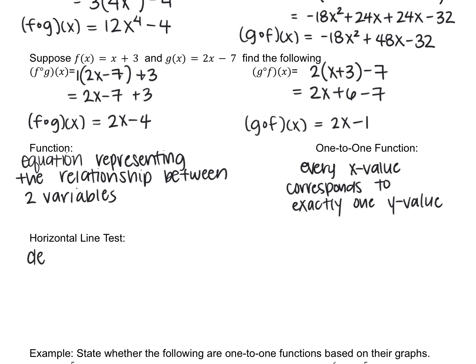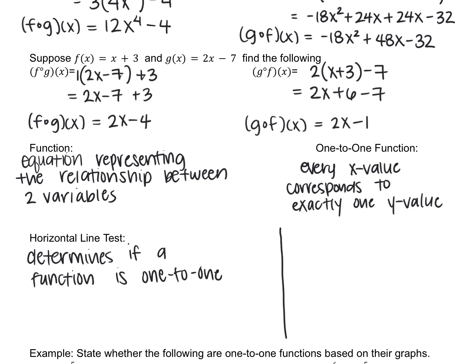So it is used to determine if a function is one-to-one. So it's very similar to the vertical line test, which tests to see if something is a function. So if it passes the vertical line test, it is a function. If it fails, it's not. The horizontal line test works the exact same way. If something passes the horizontal line test, then it is a one-to-one function, and if it fails, then it's not.